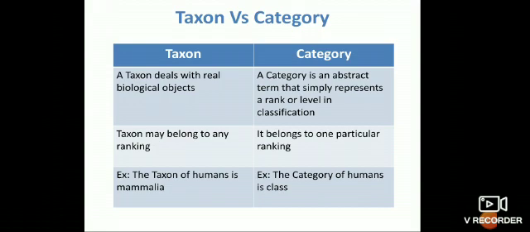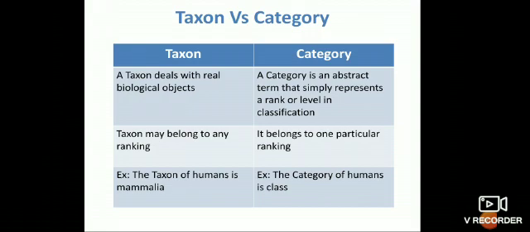So, the organism's position in the hierarchy is described by category. A taxon may belong to any ranking. The organism can belong to any ranking, whereas a category belongs to one particular ranking.